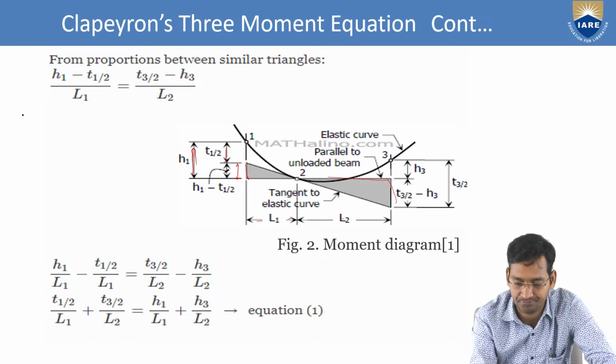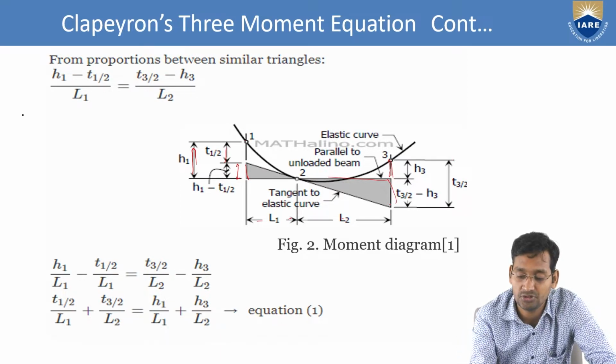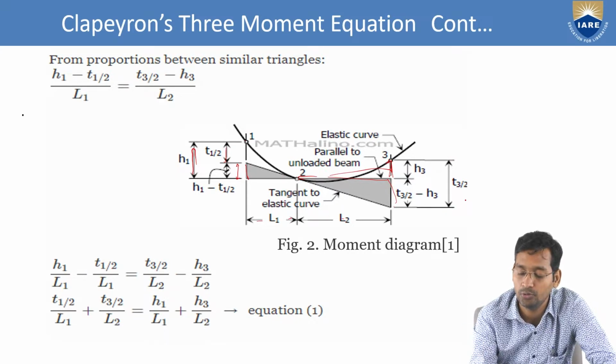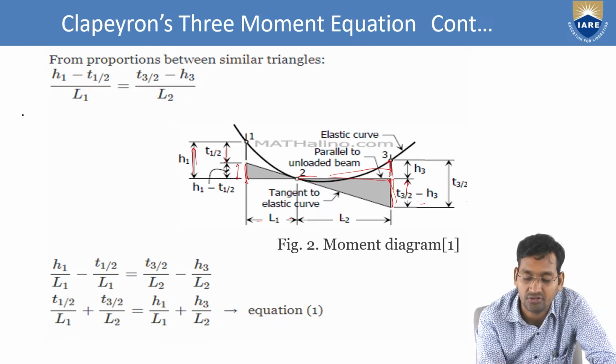Similarly for this side, this is given as H3, right? This total is what? 3 to 2, right? 3 to 2. So this will be what? T3 to 2 minus H3, this one. So now we have this distance, we have this distance. We know already this, we know already this.